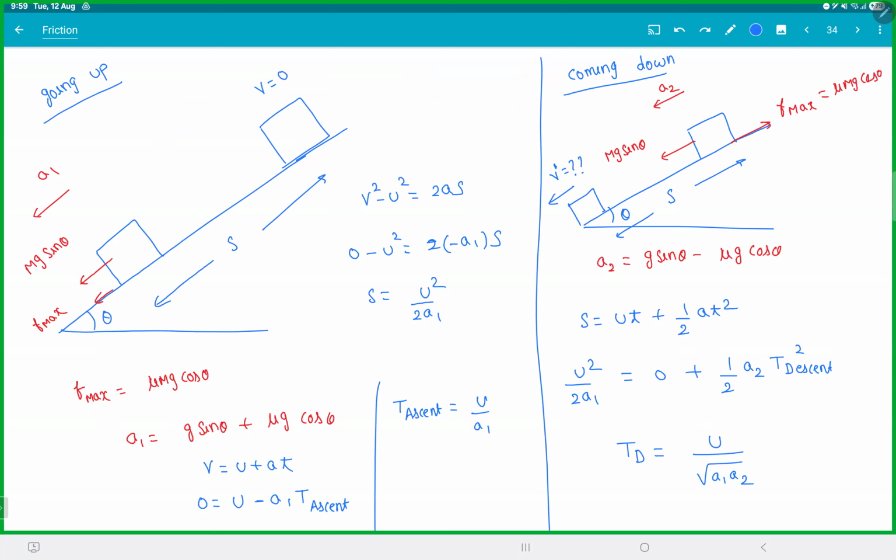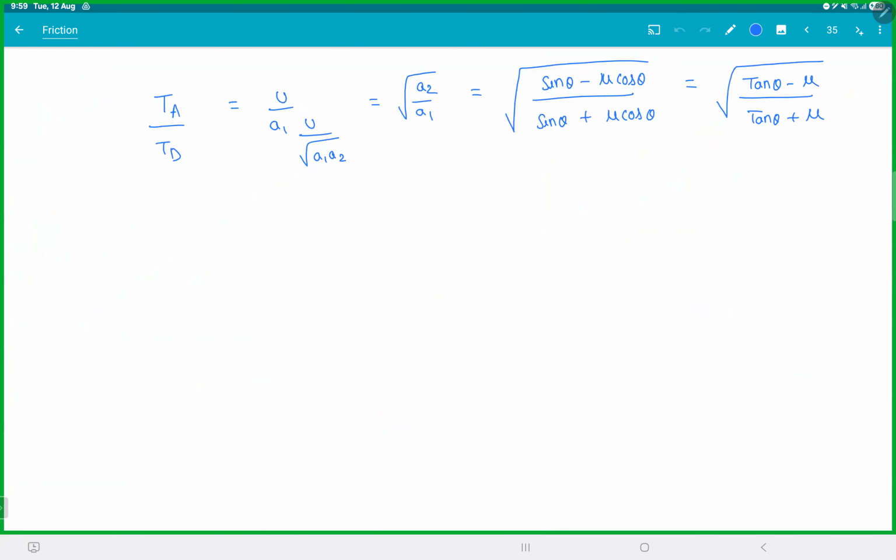Are the steps clear, everyone? Next one. Any doubts on this?